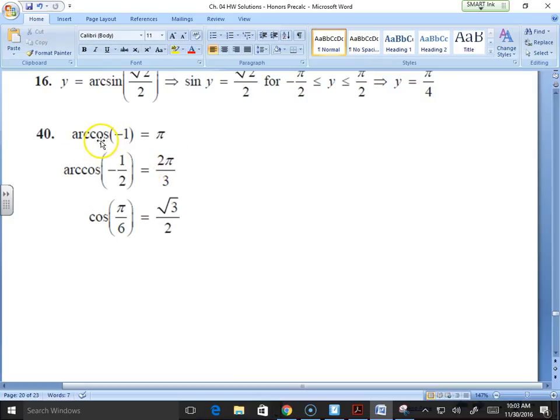Did you get them all? Our cosine inverse of -1 would be at pi. Remember the unit circle. You have to ask yourself the question, when is cosine -1? Well, when the x is -1. And when is the x -1?